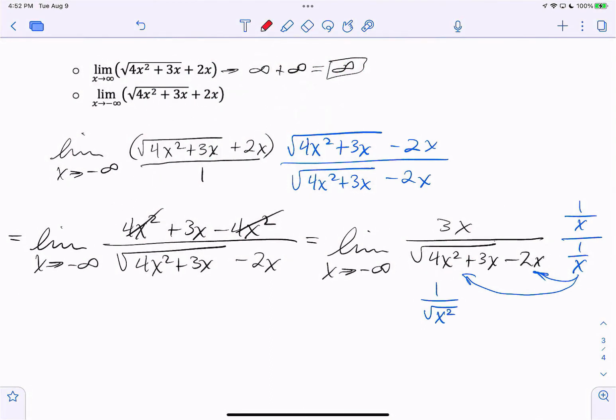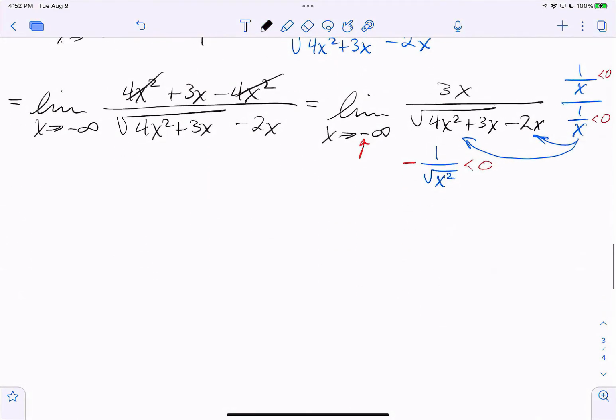But wait a minute, x is going to negative infinity. And so 1 over x is negative. 1 over x is negative, no problem. 1 over the square root of x squared is positive. So I need to make it negative, and now it's negative. What's going on here? Let's write this down.